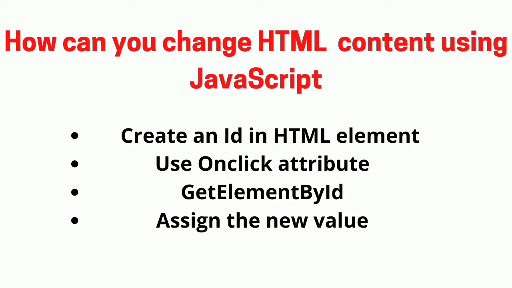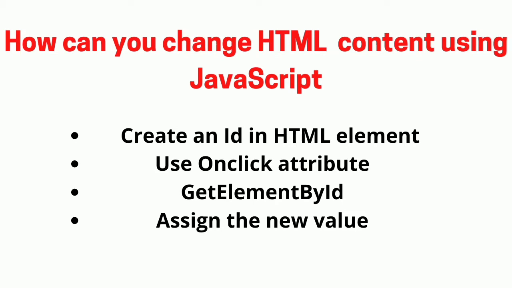As you can see on the screen, there are 4 steps, okay? So let's start with the first one. The first one is just to create an ID in your HTML element. Imagine that we have an H1, H2, P, whatever HTML element. So just put in the HTML element an ID with its name. Okay, so create an ID.